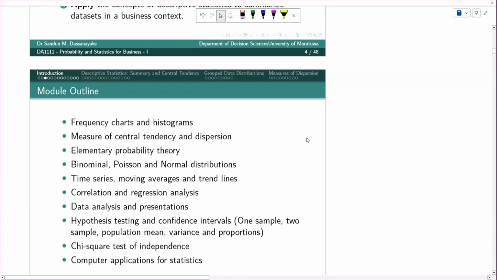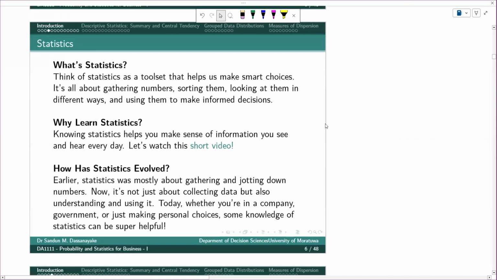Let's dive in. I will start with frequency charts and histograms. I'm sure you are already familiar with this one with our probability distribution part of the previous lectures. We'll then talk about measure of central tendency and dispersion, then elementary probability theory. We have talked about binomial, Poisson, and normal distributions, time series, and all these things. I'm not going to talk about time series and moving averages here, but we'll try to come up with them wherever necessary to the points that are required. Let's go in.